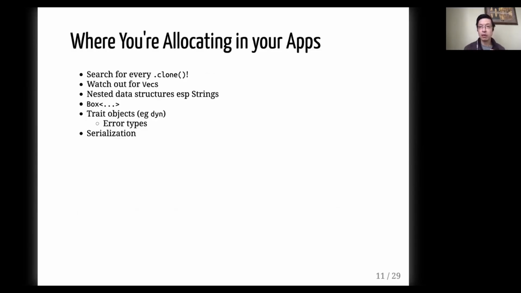Now, where could you be allocating memory in your apps? We'll go over each of these items in detail later, but in no particular order, one item that could take up a lot of memory is serialization. That creates a lot of temporary objects. Another one is when you use traits, trait objects, which we'll go over in a minute. And anytime you use clone on data structures and so forth.